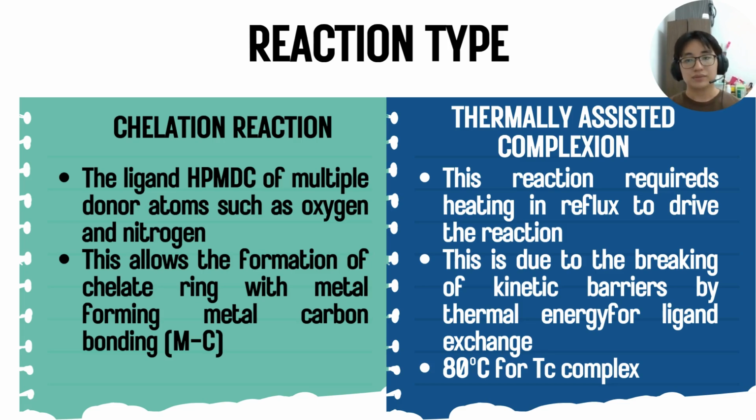Other than that, the thermally assisted reaction requires heating. The reflux requires heating to drive the reaction and start the reaction. The main reason why heat is required is that kinetic energy is needed to overcome the energy barrier for ligand exchange or ligand substitution. For example, for the Tc complex, you require at least 80 degrees Celsius to break the ligand bonding for the substitution process to take place.